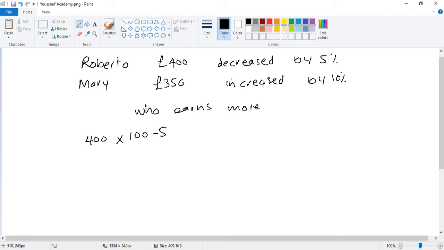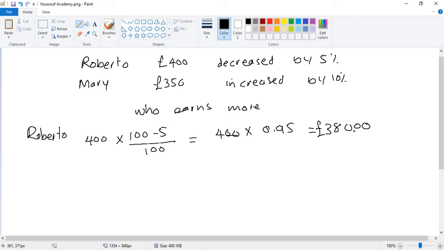100 minus 5 over 100, which is 400 times 0.95. The two zeros of 400 we put here, and 4 times 5 is 20, 0 and carry 2, 4 times 9 is 36, and 2 is 38, decimal point after 2 places. So it will be £380. This is the wage of Roberto after the decrease.